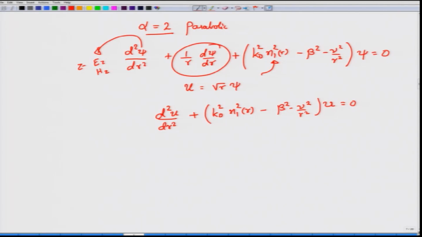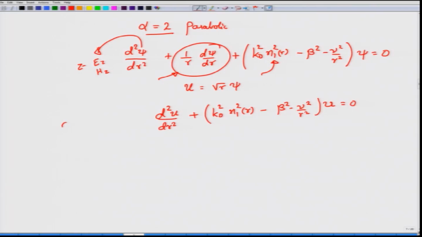Of course, simple meaning that this term is not there, but the equation is not so simple in the sense that n1 is actually a function of r. Okay. So, this is approximately the equation. There are a lot of approximations that have gone into writing this equation, but this is a fairly good approximate equation that we can actually use to understand and find out the value of beta.